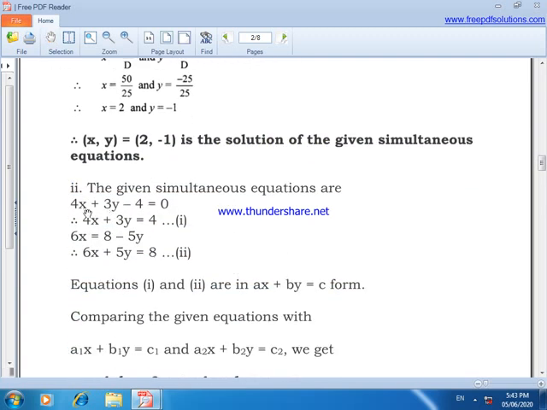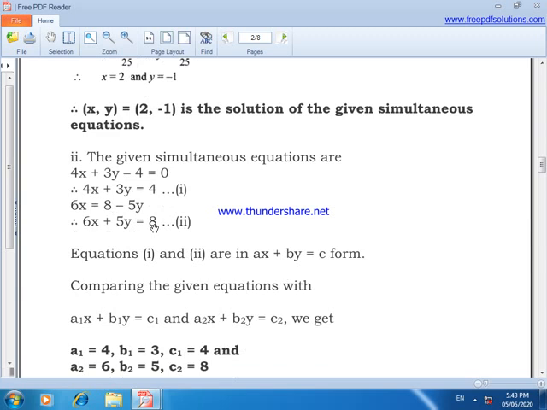Now the second example: 4x plus 3y minus 4 is equal to 0. Before solving this equation we have to transfer this minus 4 to the right side. So 4x as it is plus 3y as it is equal to, minus 4 will become plus 4. The other equation is 6x is equal to 8 minus 5y. Now transfer this minus 5y to the left side, so 6x as it is, minus 5y will become plus 5y, is equal to 8.